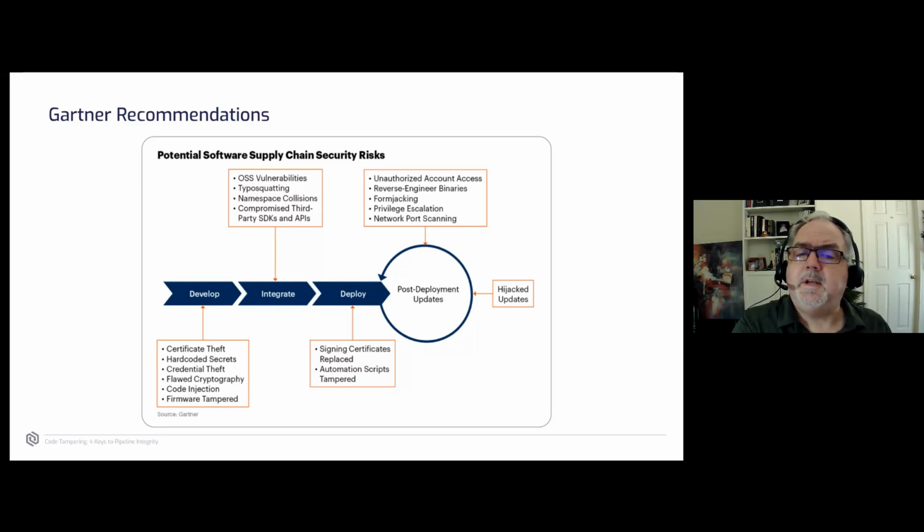During deployment, attackers could forge or bypass security checks to ensure malware is deployed, or to tamper with automation scripts. And after deployment, there are a host of risks that affect the runtime environment and processes used to keep it up to date. Attackers could misuse credentials, use form jacking to spy on user activity or data, or scan ports to find ways in. And let's not forget the SolarWinds breach, where attackers hijacked the update process to deliver malware directly to end users.